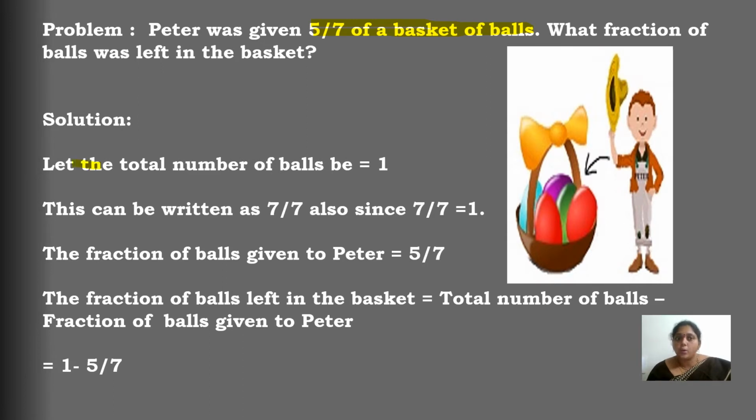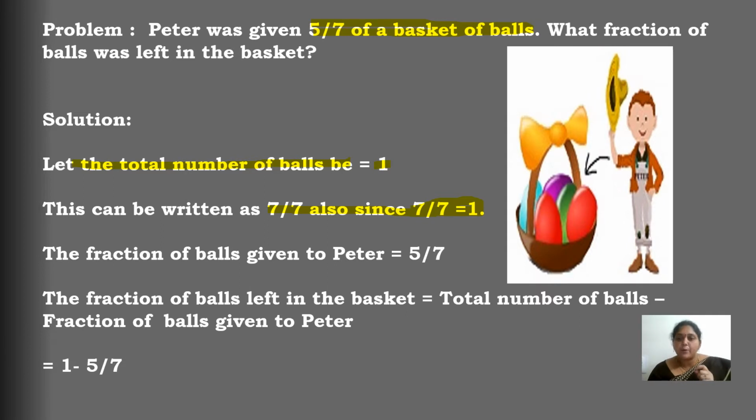Let the total number of balls be 1. This can be written as 7 by 7, because 7 by 7 is equal to 1. Yes or no? When we cancel 7 and 7, we get 1. So we write it in fraction form as 7 by 7.